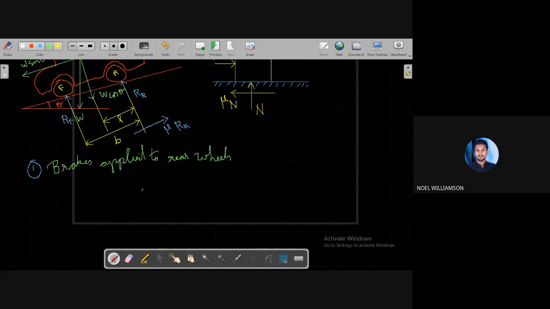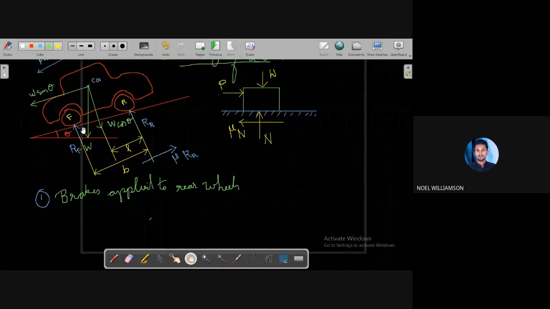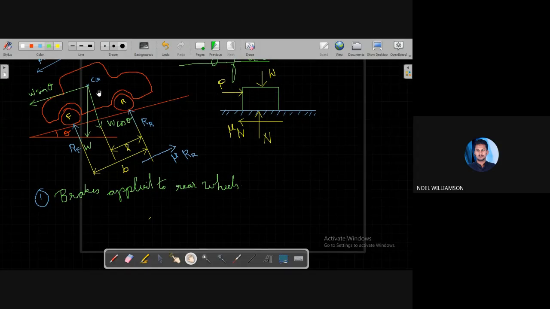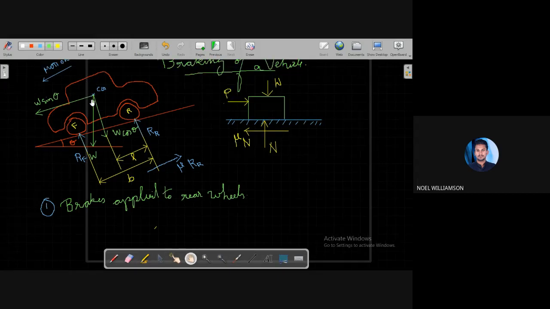So what are the equations? We can see one by one. In this case, let us assume, by considering the equations of equilibrium, we can take the x-axis along the inclined plane, and the y-axis perpendicular to the inclined plane. So by sigma Fy equal to zero, that means equating the forces along the perpendicular direction of the inclined surface to zero.